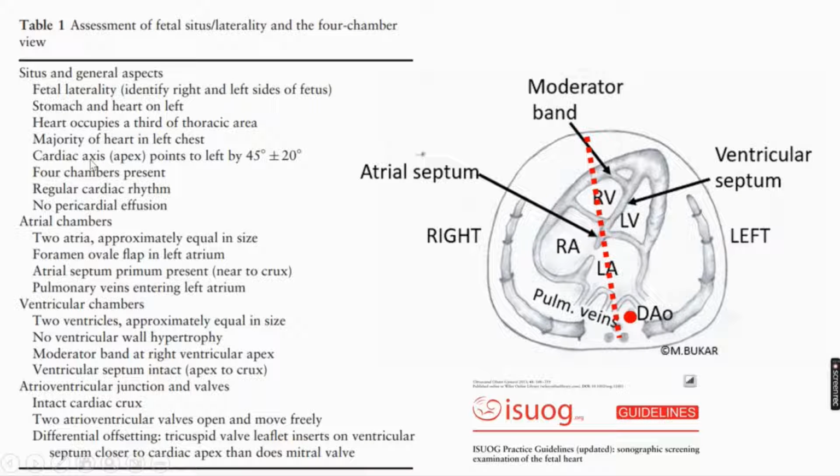The cardiac axis, apex, points to the left. This is the cardiac apex. It points to the left by 45 plus or minus 20 degrees. If we draw a second line that crosses the interatrial and interventricular septum like this, the axis between these two lines should be 45 degrees plus or minus 20 degrees.